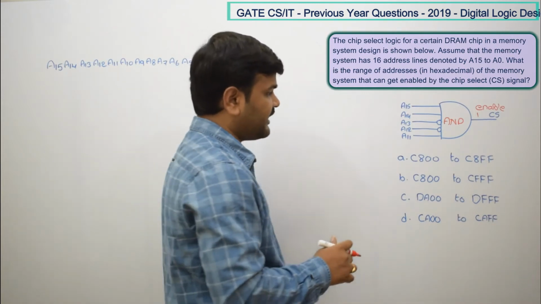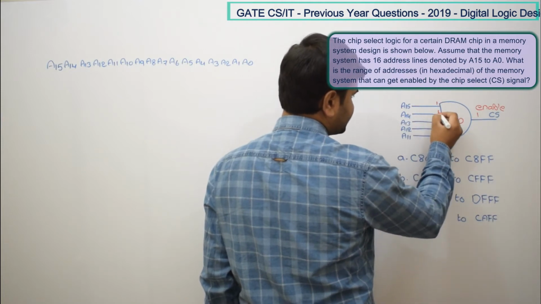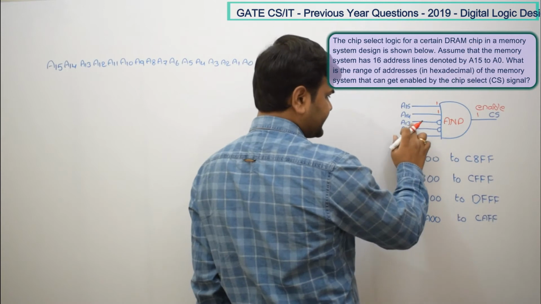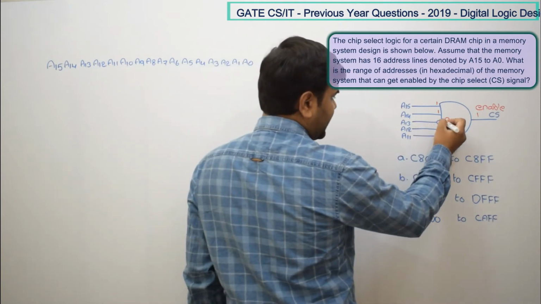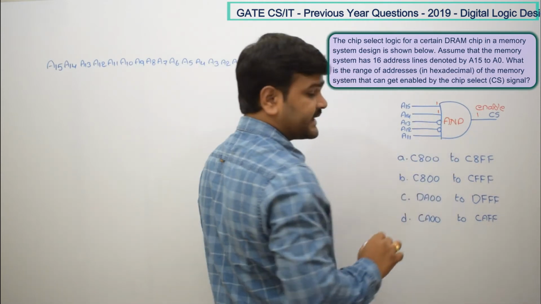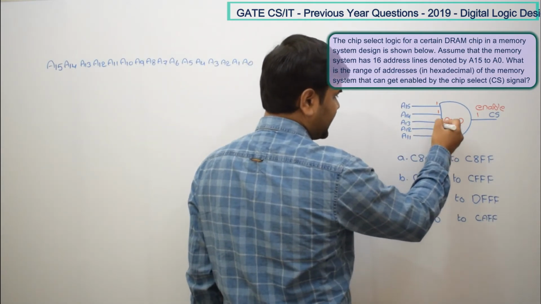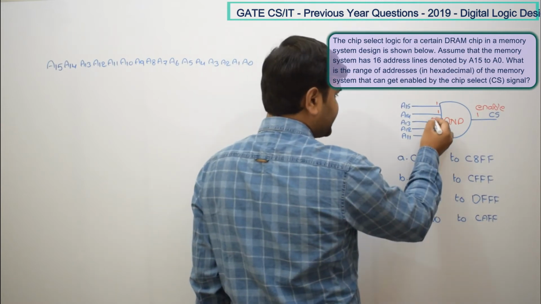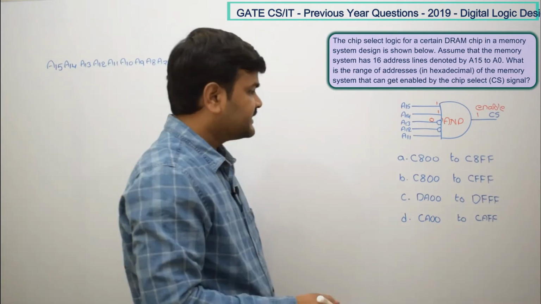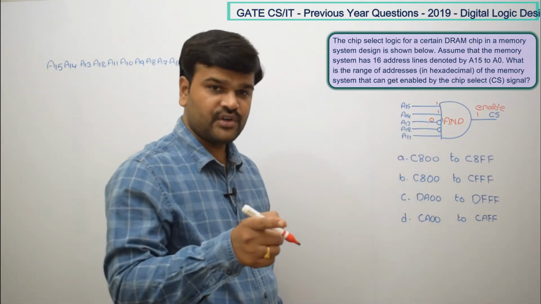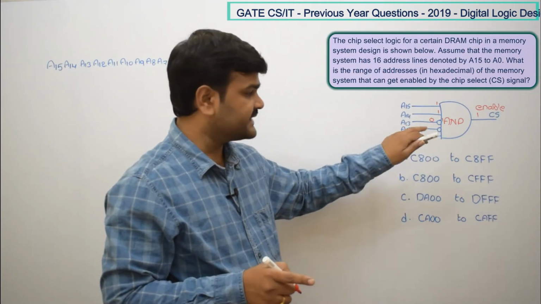So when all inputs are 1, A15 must be 1, A14 must be 1. Now if you come here, A13, here this is the NOT gate, right? The NOT gate output we are giving as an input to the AND gate. So here you must get 1, that means the NOT gate output must be 1, that means before it must be 0. If you pass 0, the NOT gate will give output 1. That means A13 is 0, so that the output will become 1, which is the input to the AND gate.